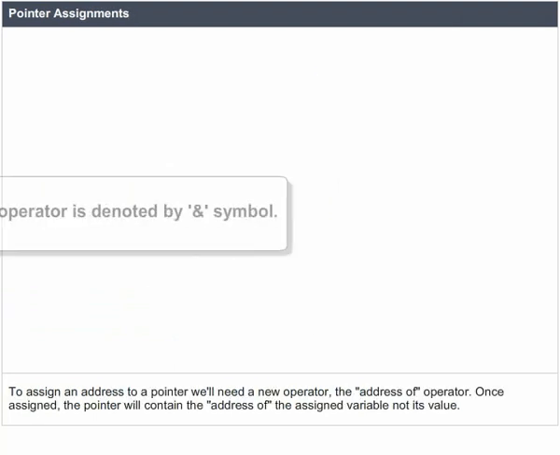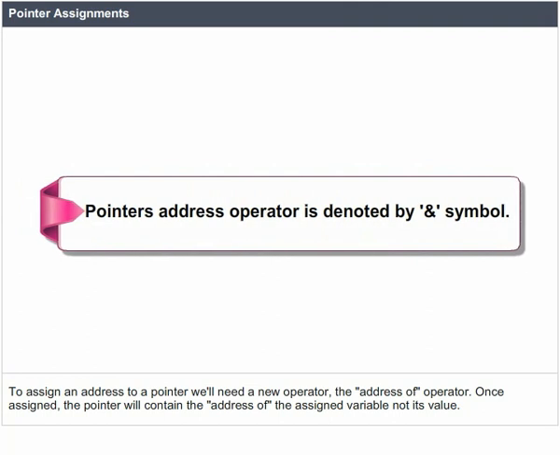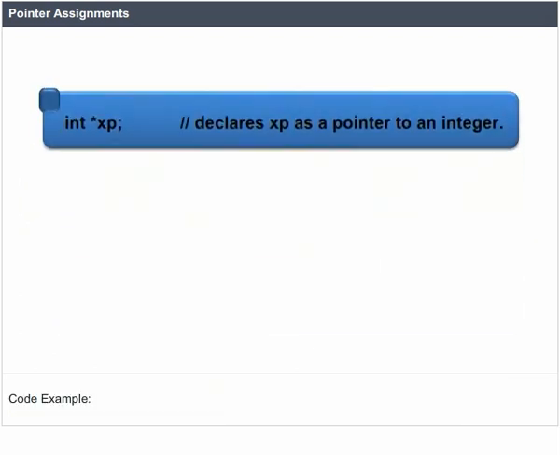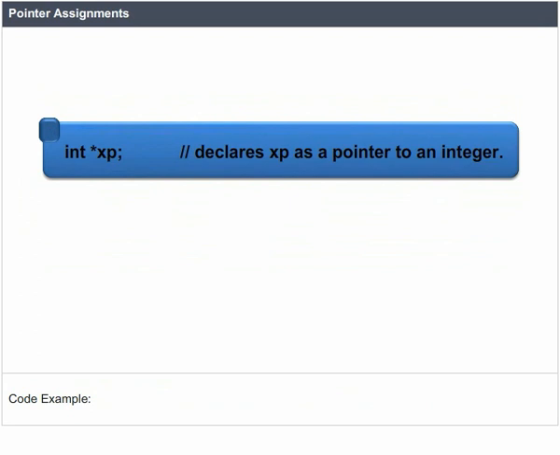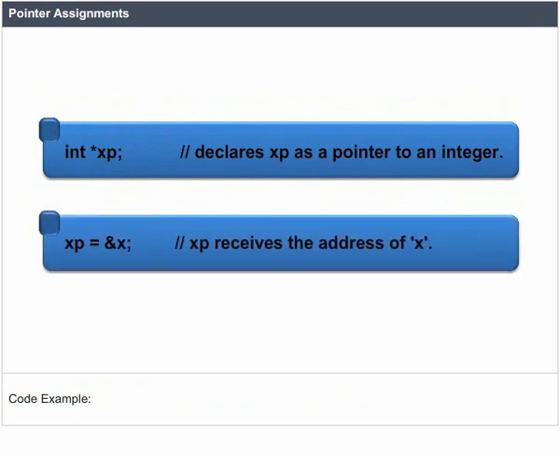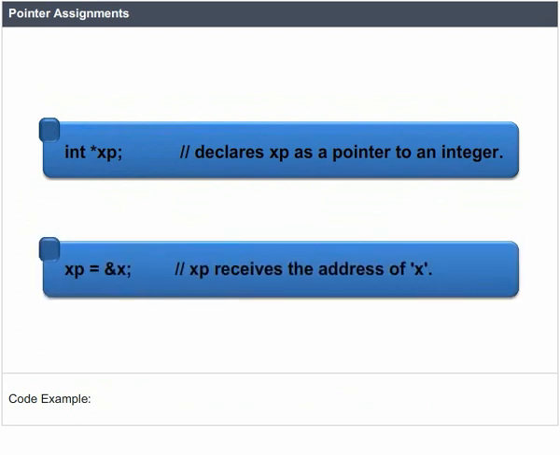Pointer assignments. To assign an address to a pointer, we need a new operator, the address-of operator. Once assigned, the pointer will contain the address of the assigned variable, not its value. Code example: int *xp; // declares xp as a pointer to an integer. xp = &x; // xp receives the address of x.